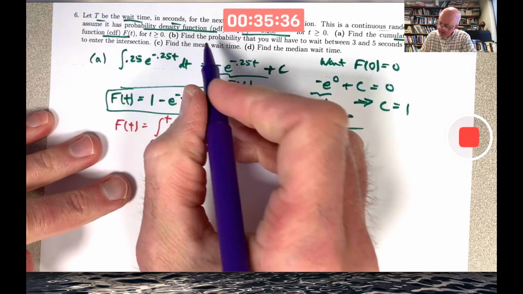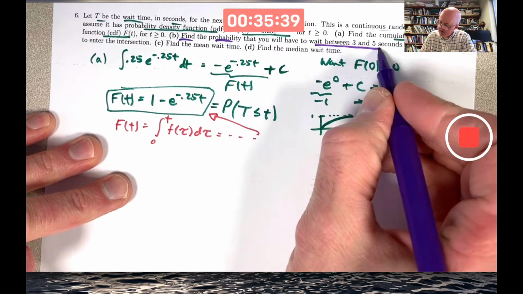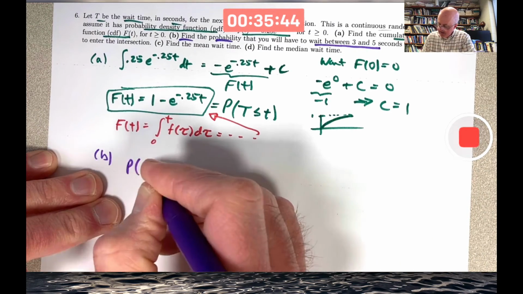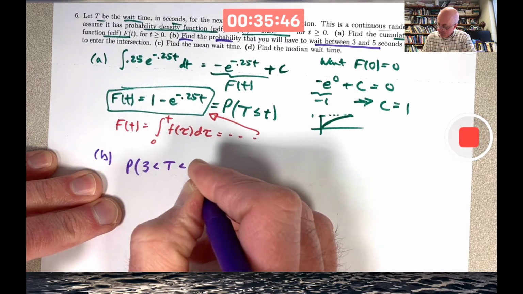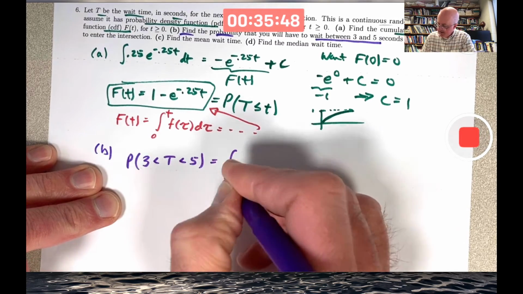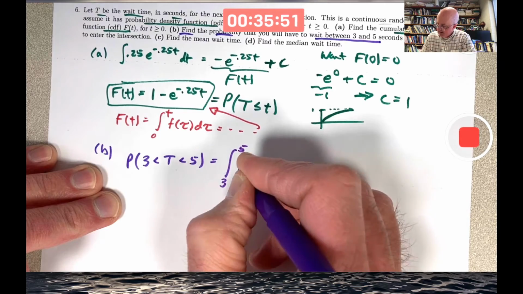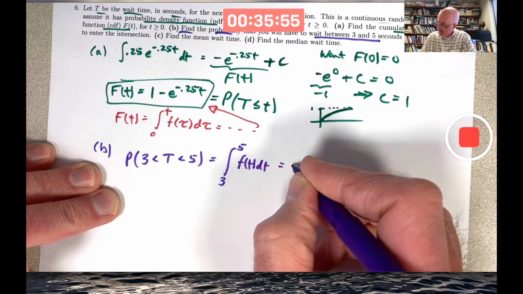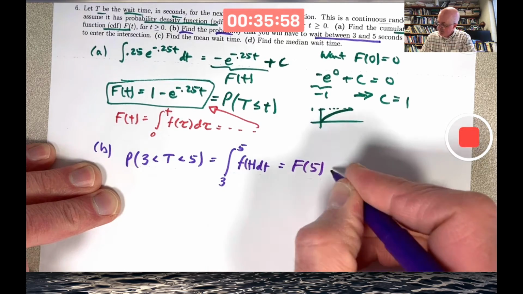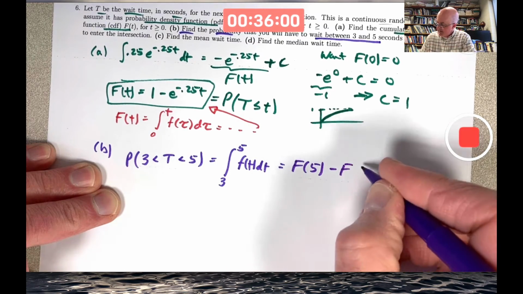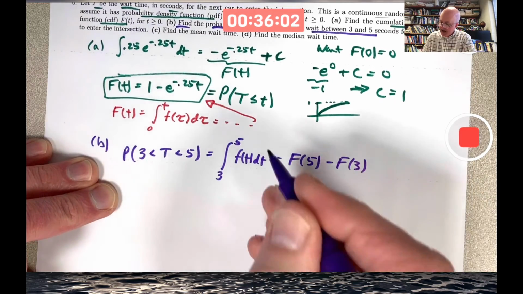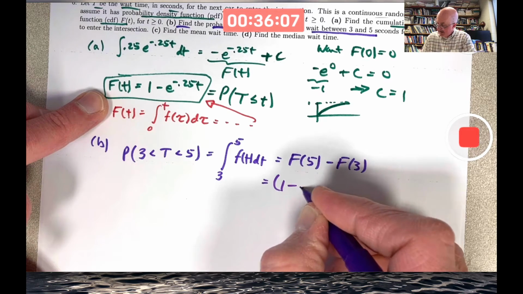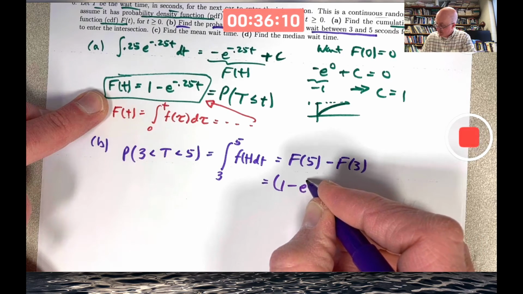Part B, find the probability that you'll have to wait between 3 and 5 seconds for the next car to enter the intersection. Probability that capital T is between 3 and 5. In the abstract, you always want to think of that as the integral of the PDF, the little f, from 3 to 5. And by the fundamental theorem of calculus, that's always an antiderivative at the upper limit minus the value of the antiderivative at the lower limit. Now that capital F does here happen to be an antiderivative, and so we could use it. However, we could use other antiderivatives to do the integral as well.